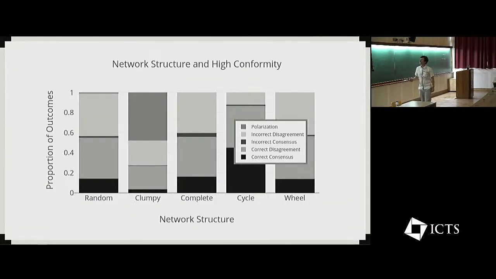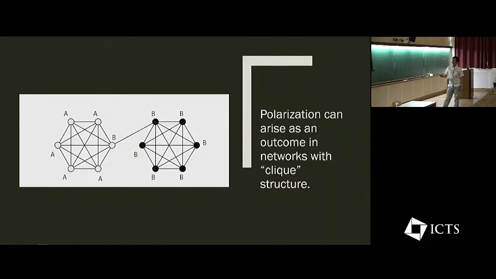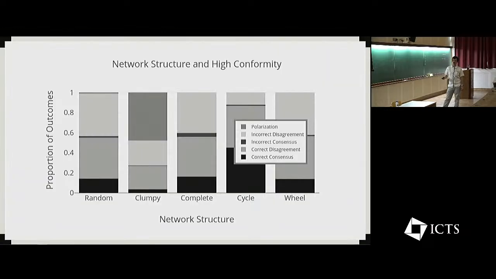And so you can see the dependence on network structure here. So we look at different kinds of networks. In the clumpy network, polarization happens about 40% of the time. When I say clumpy here, I literally mean this, right? I'll talk about other clique structures in a minute. Polarization happens about 40% of the time.